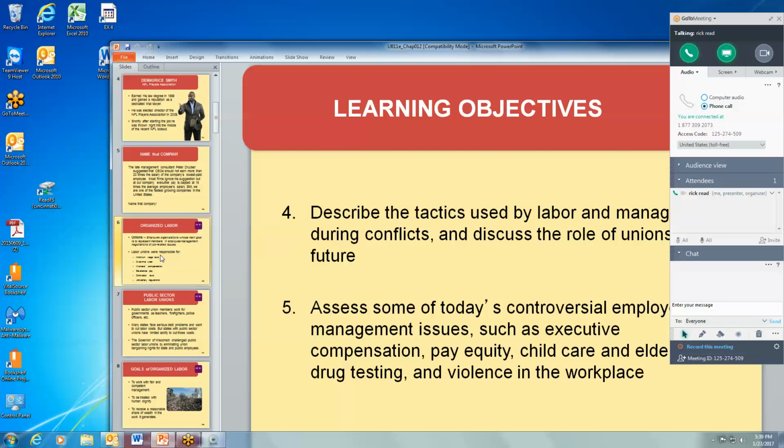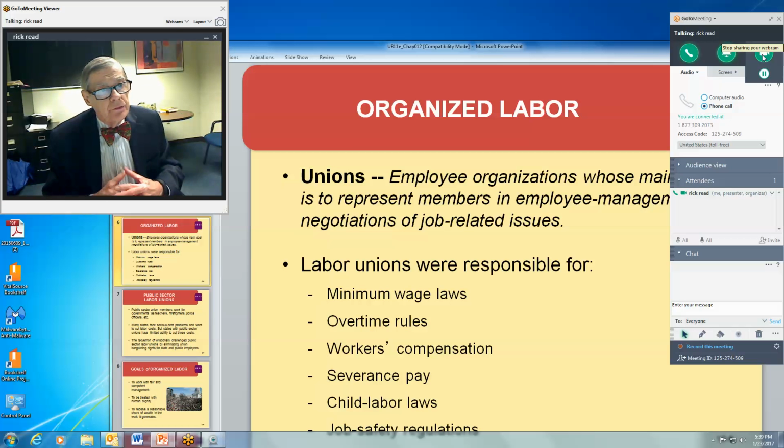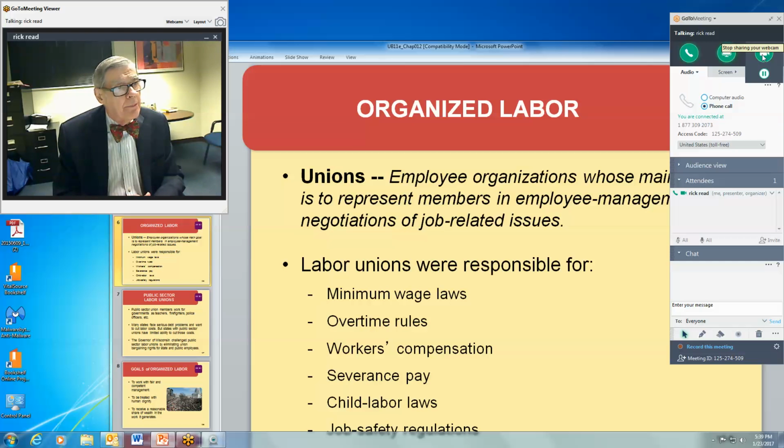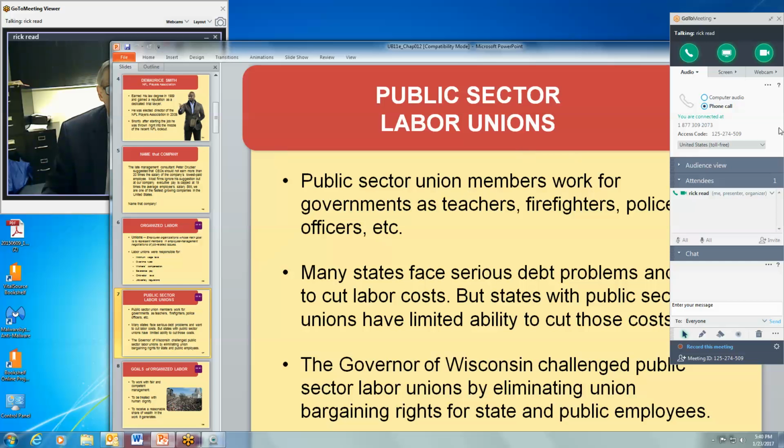Unions. Unions were formed to help in labor management issues, labor management negotiations. Look at what labor unions are responsible for. All of these things that we see here, job safety rules, OSHA, minimum wage, workers' compensation, et cetera, et cetera. Many of these things we take for granted today, but we wouldn't have without unions.